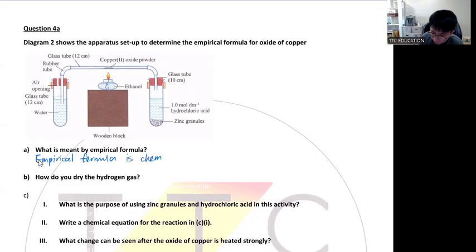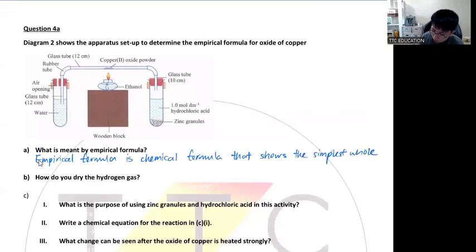is a chemical formula that shows the simplest whole number ratio. Okay, if you stop here, congratulations, no mark again, because you have to end your sentence with simplest whole number ratio of atoms for each element in a compound.